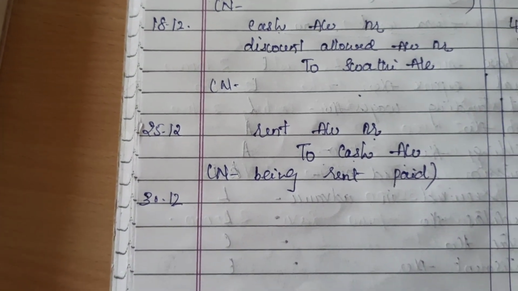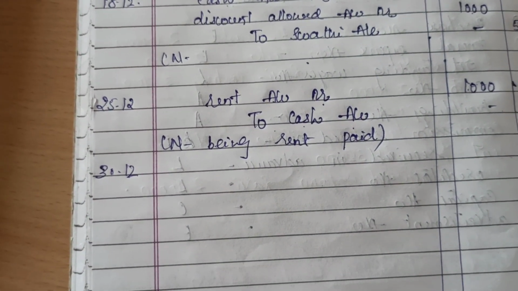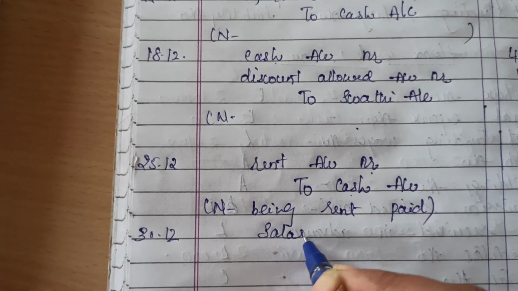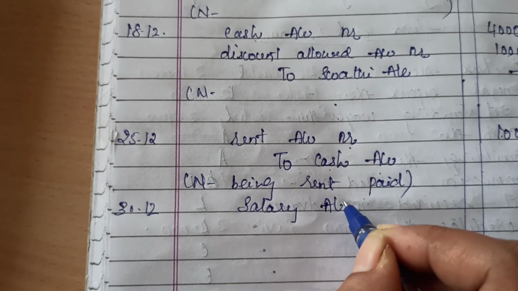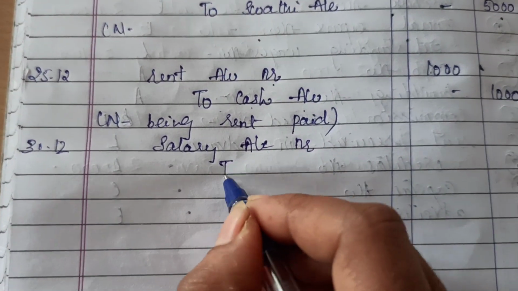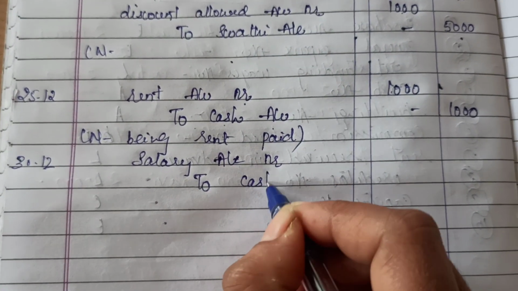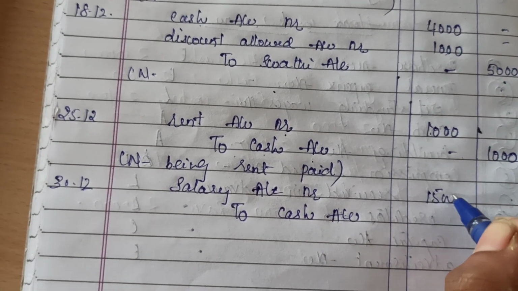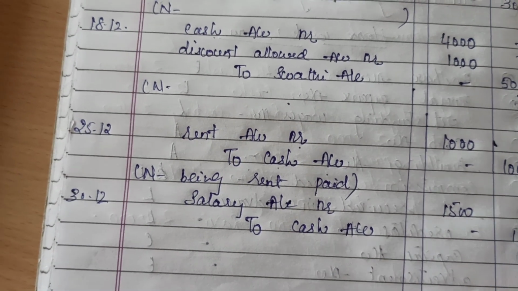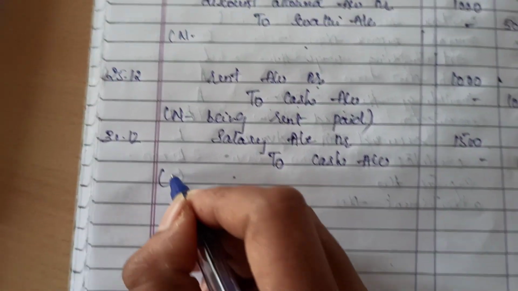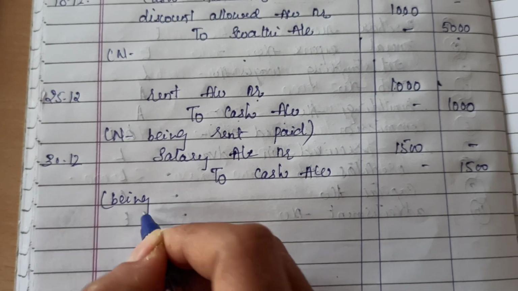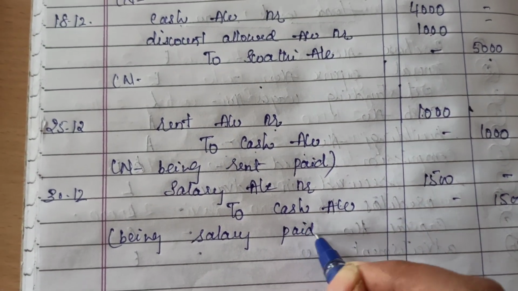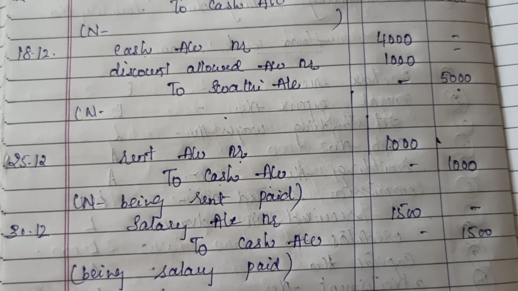So what happened on 30th of December? Same way, salary has been paid. So paid salary, same entry, salary is an expense. So we will write here on the debit side, salary account debtor to cash account. How much salary has been paid? 1500 and 1500. Narration we have to write here: salary paid. So this is how we have to write. Then we have to close it here.